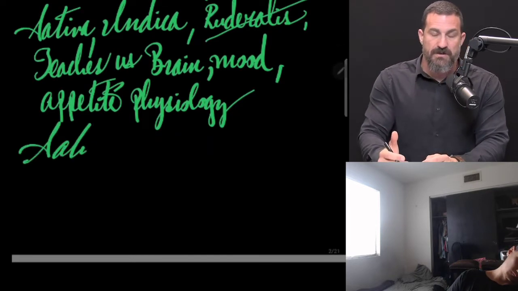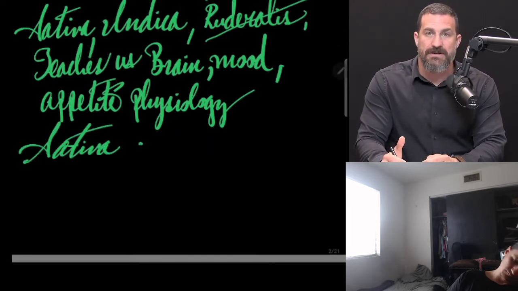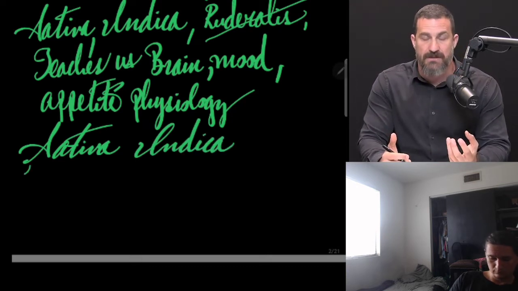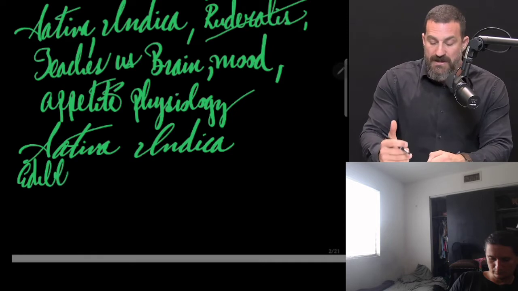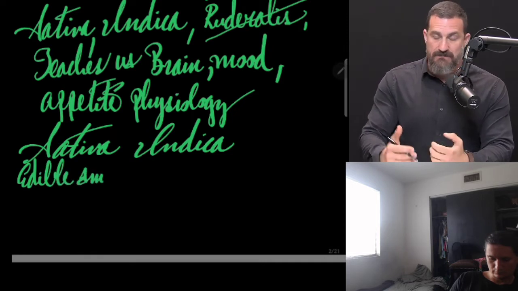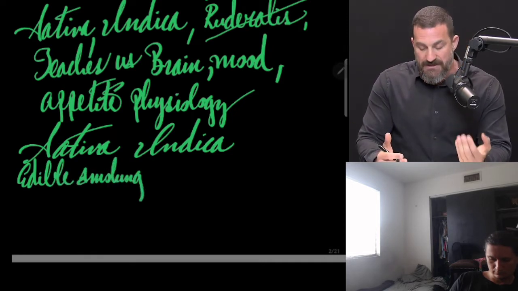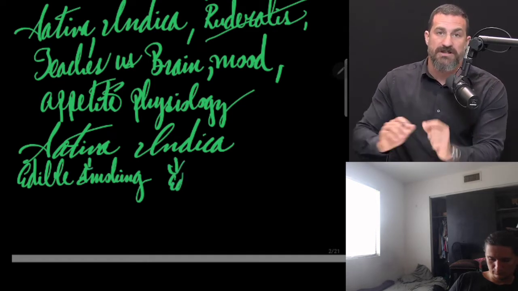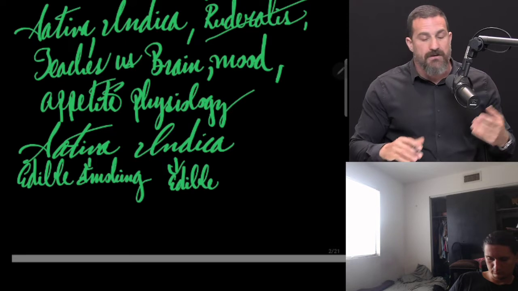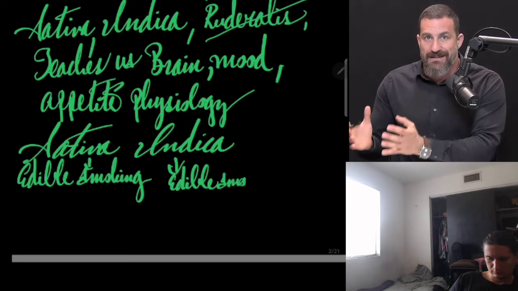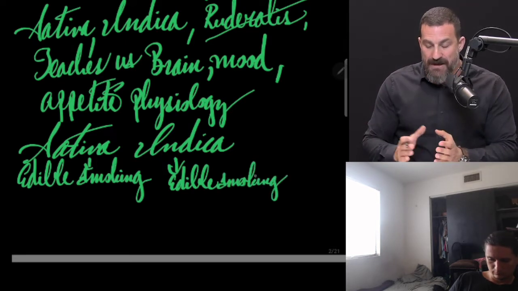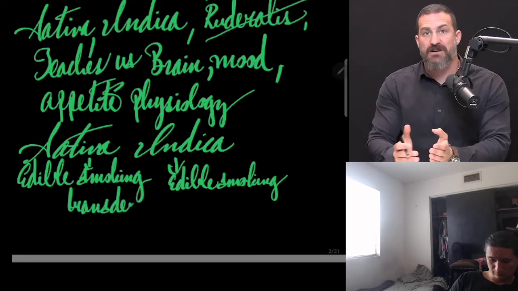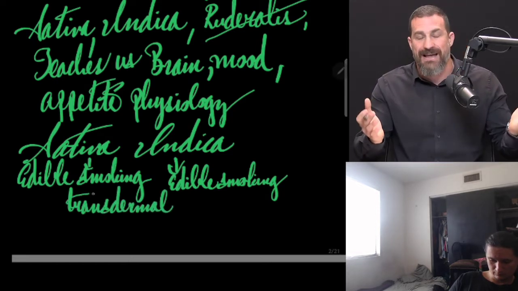People will consume the sativa variety of cannabis, either by edible or by smoking cannabis, or they will consume the indica variety of cannabis, again, by edible or by smoking cannabis, or sometimes they will take it in a transdermal form or a sublingual form. There are a bunch of different ways to get the cannabis into the body, but there's a clear distinction between sativa and indica that actually shows up first in the structure of the plant.